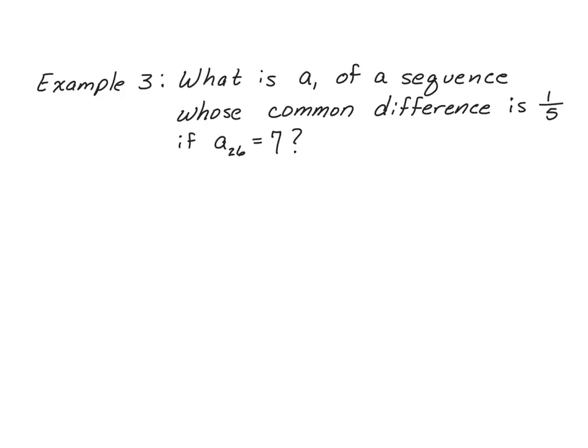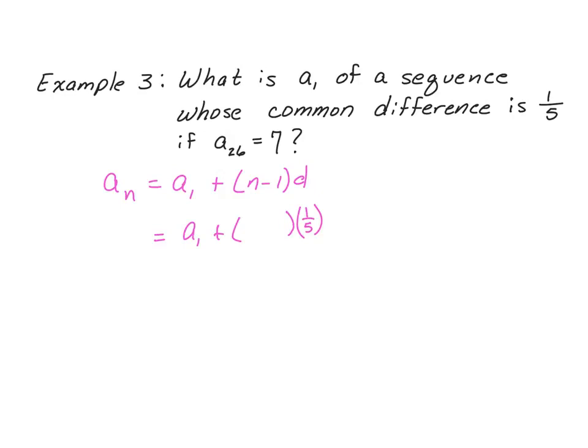All right, so in this problem, it's asking what is a sub 1 of a sequence whose common difference is 1/5 if a sub 26 is 7. All right, so let's write down our formula real quick and plug in what we know. The difference we are given is 1/5, so that can go in over here. Now, it says what is a sub 1? So a sub 1 is the thing we're looking for. That's going to be our variable in this problem.